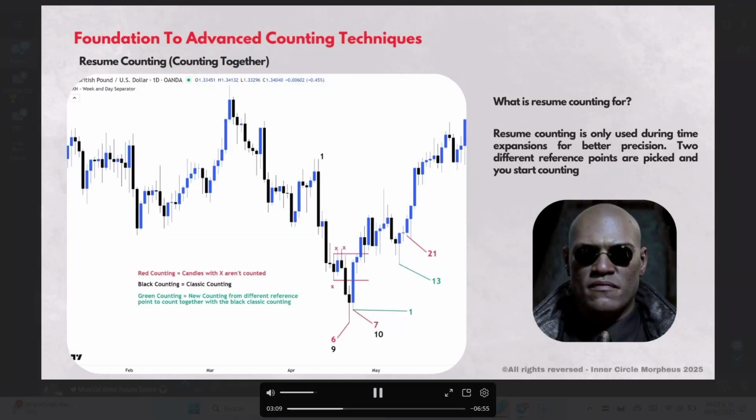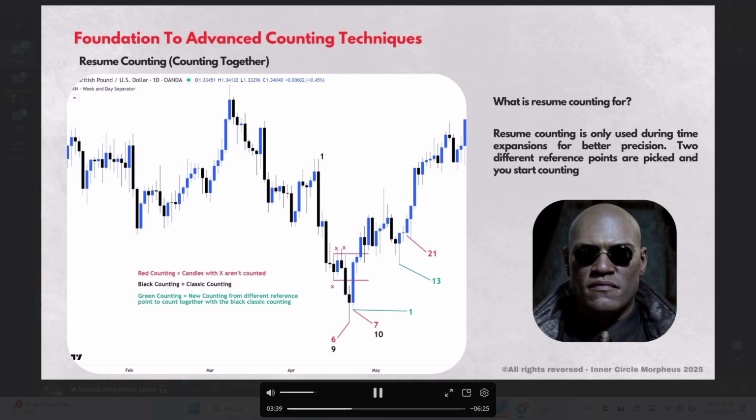Resume counting. We've got 3 different countings here: red, black, and green ones. Black counting is the classic one, like we always count. Green counting is the counting where different reference points are utilized with the black counting together. Red counting is the one with the candles, where the ones with X mark aren't counted. Okay, so what is resume counting for, Neo? Resume counting is only used during time expansions for better precision and understanding in time dilation theory.